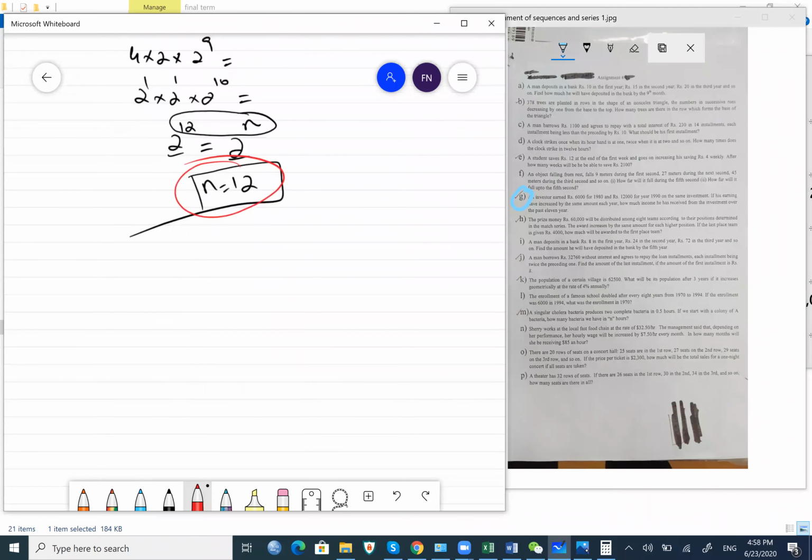So I want to know what is the 12th term of this geometric sequence, r raised to power 12 minus 1. This is the formula: a n equals a1 times r raised to power n minus 1. So we want to know what would be the last installment, meaning the 12th installment. So a1 is 8, r is 2, 12 minus 1, 8 times 2 raised to power 11.